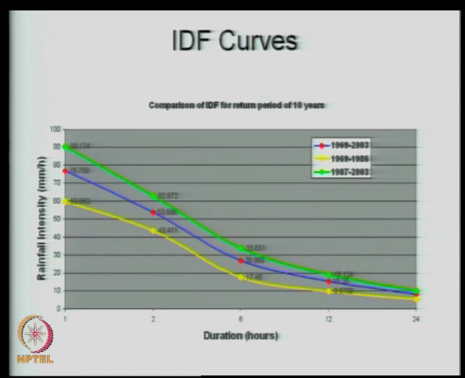So, to summarize, what we have seen in today's lecture is that we started with the construction of IDF relationships, intensity, duration and frequency relationships. Now, these are essential for hydrologic designs, where we would like to obtain the design intensities of rainfall I for a given duration d and for a given specified return period f, that is the frequency.